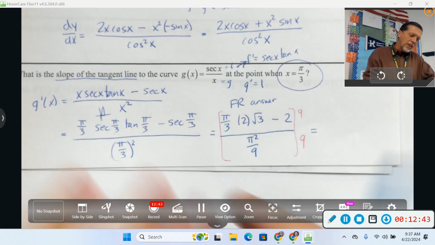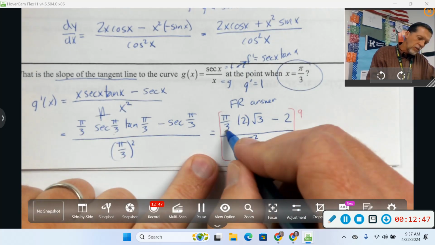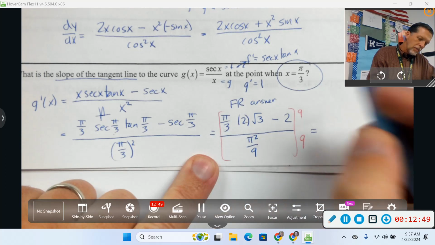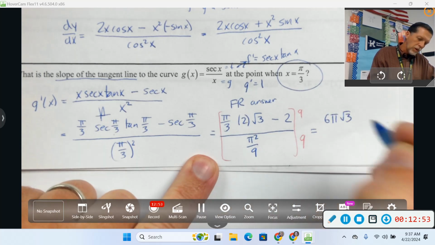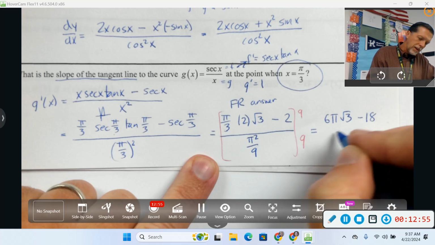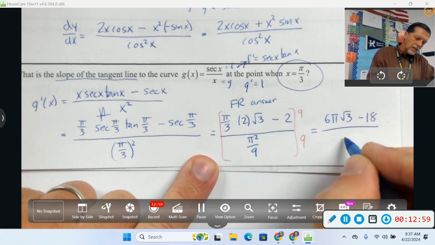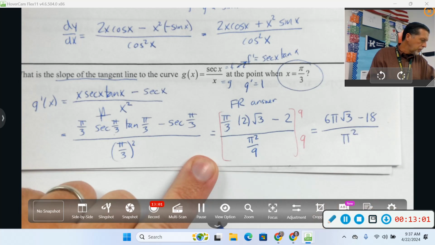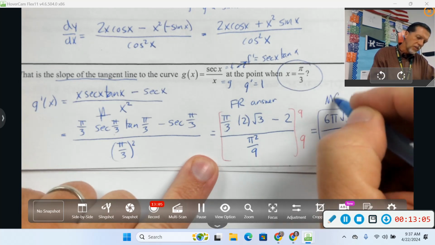Multiple choice, though, that's not going to be the answer choice. Let's see, the 9 and the 3 reduced to 3. 3 times 2 is 6. I've got 6 pi square root of 3 minus 18, and then over pi squared. That would be the multiple choice answer.